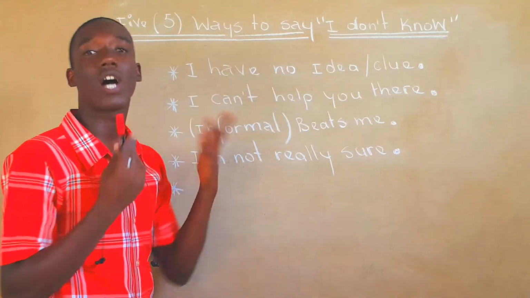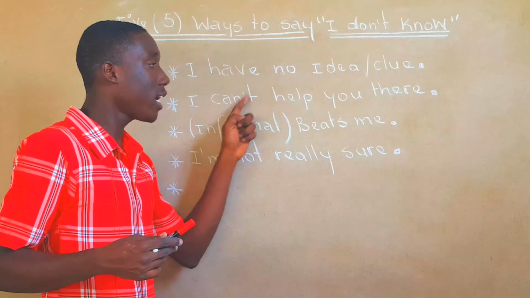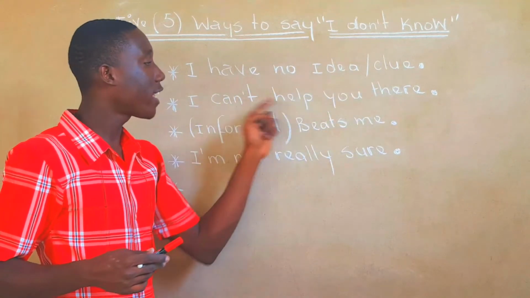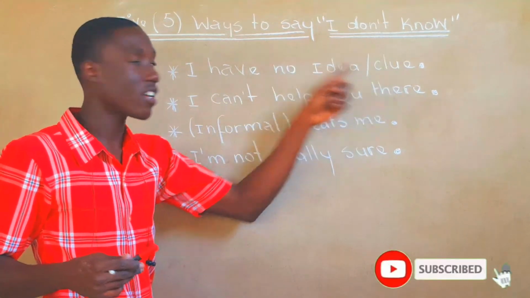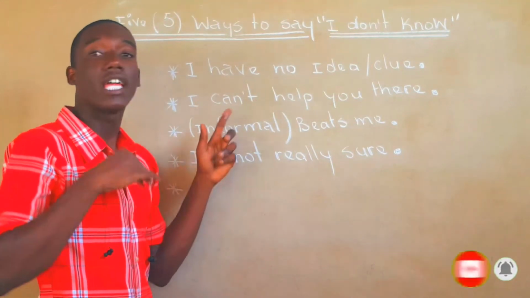I have no idea or clue. I have no clue. I can't help you there. And the third way is informal.